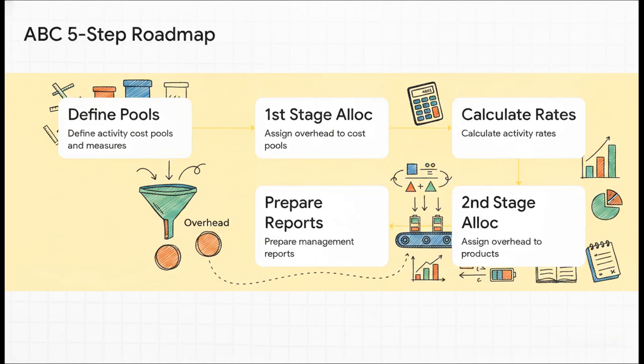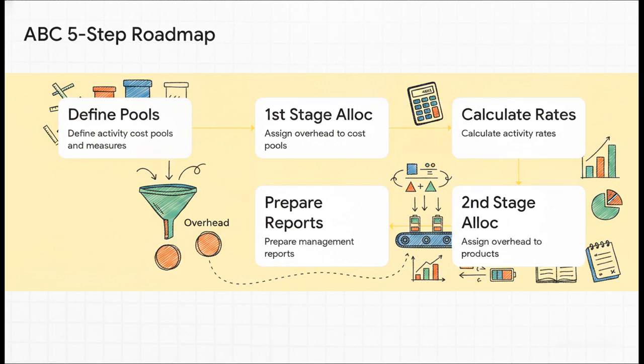Now that we've got the theory down, it's time to see this in practice. We're going to investigate a real-world puzzle with our case study today, Baxter Battery. Baxter makes 2 types of batteries, but recently they reported their first financial loss ever, and management is absolutely panicking. To find out where the money is going, we're going to follow this definitive 5-step roadmap.